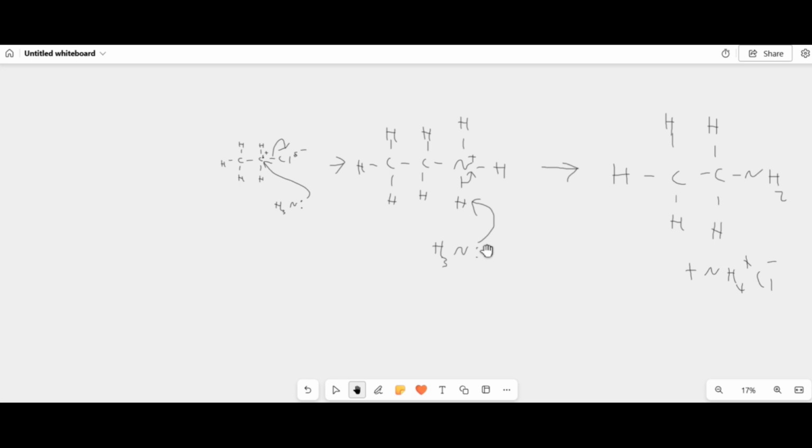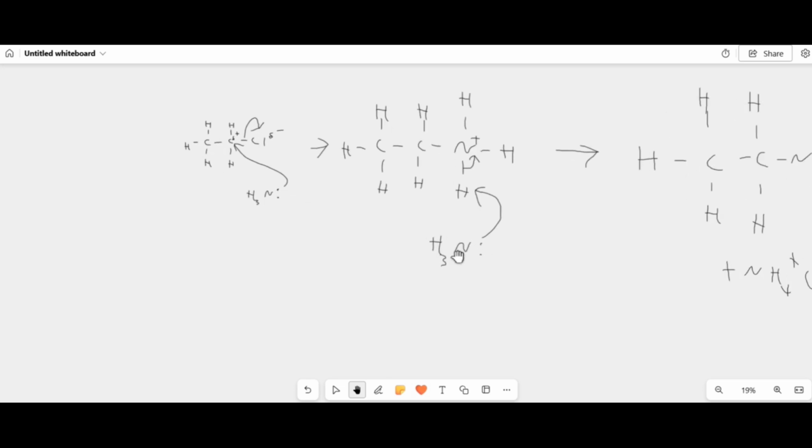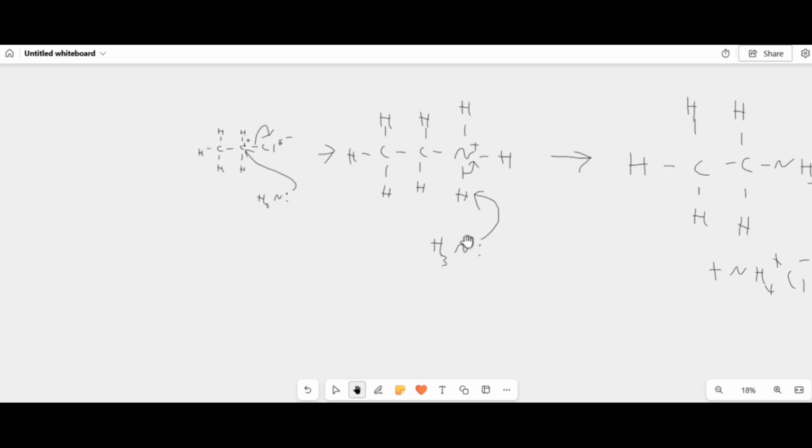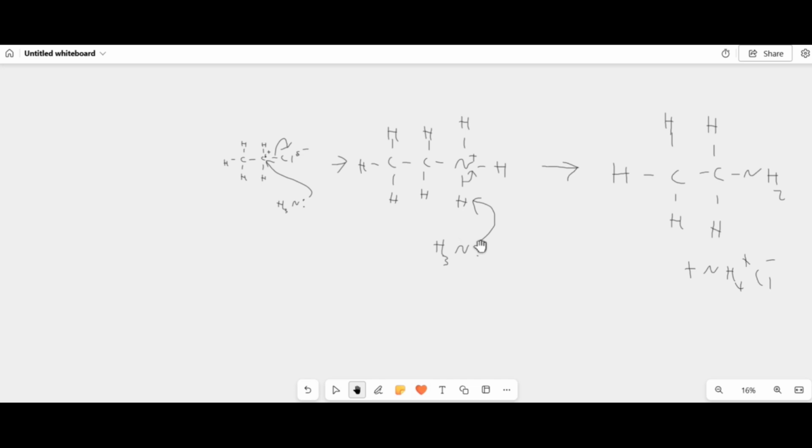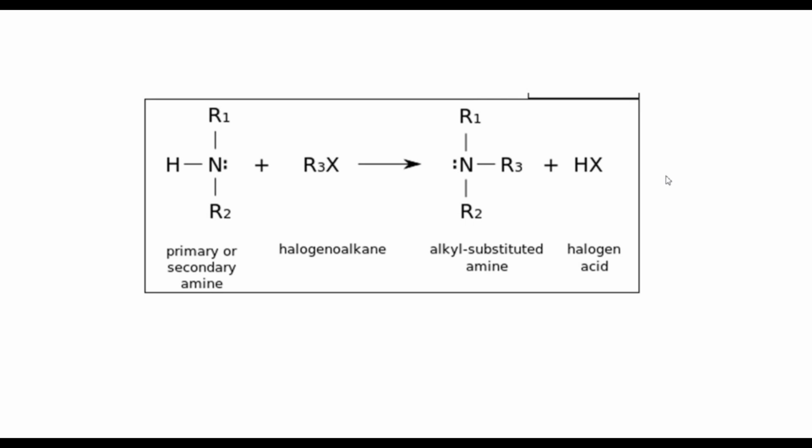So you can do the same exact reaction mechanism if the question asks. Instead of using ammonia, you can use any amine as well. There's no issue, it's the exact same reaction mechanism. Alright, so here's what I was talking about. We've got a primary or secondary amine plus a halogenoalkane to make an alkyl-substituted amine, like tertiary, plus the hydrogen halide.